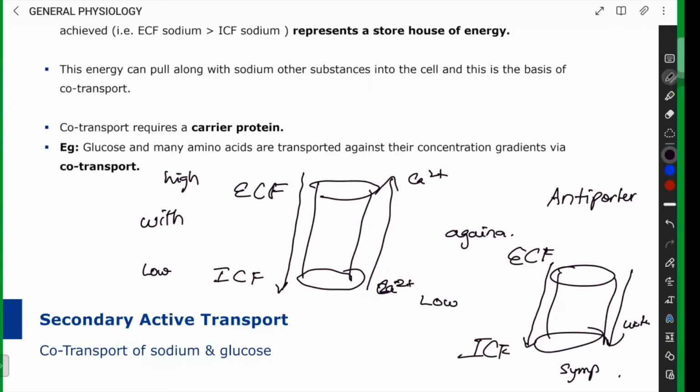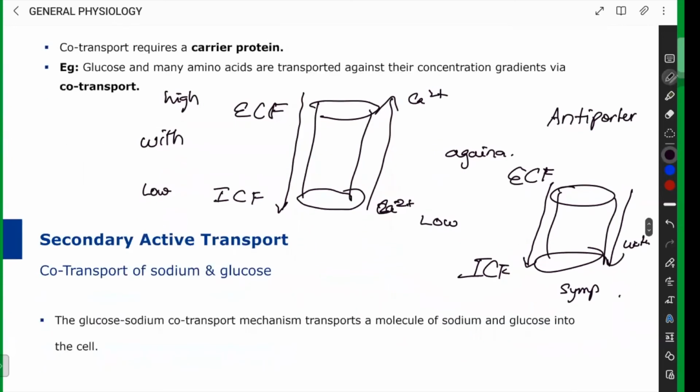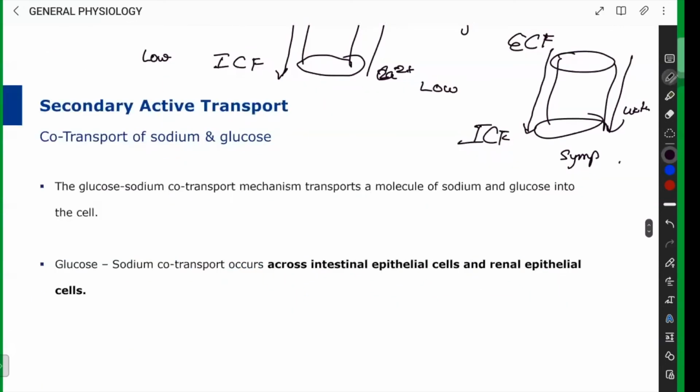Okay, so what is an example of a co-transporter? A co-transporter example is your SGLT. So what does your SGLT do? It is helpful for transportation of your glucose. Sodium and glucose are transported across your intestinal epithelial cells and renal epithelial cells. So that is your SGLT.